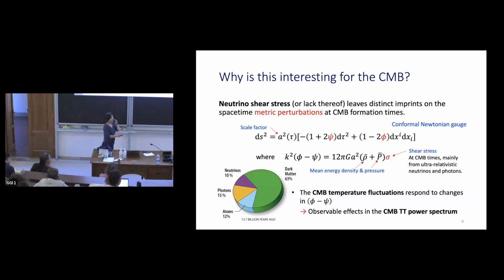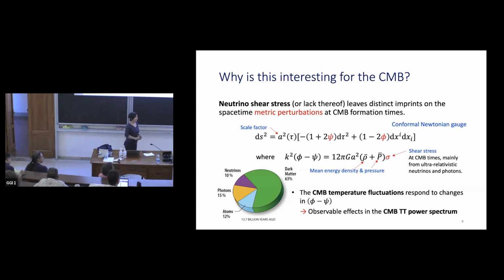And this is something that the CMB would know about, because when the CMB temperature fluctuations evolve, they will respond to any change that might be there in phi and psi, or the difference between the two variables. And that is the reason why we can actually look for signatures of the neutrino shear stress, or the lack thereof, in the CMB anisotropies, in the TT power spectrum in particular.